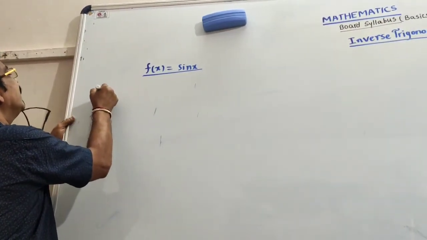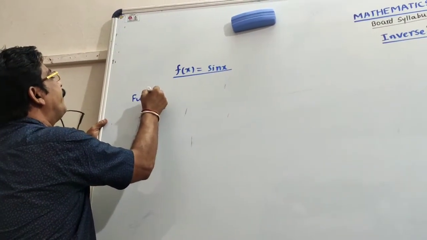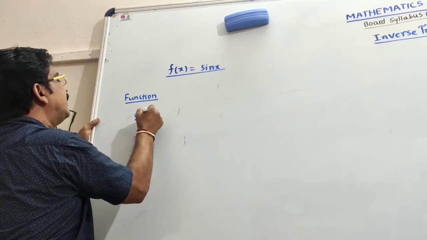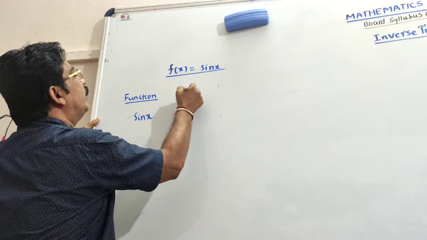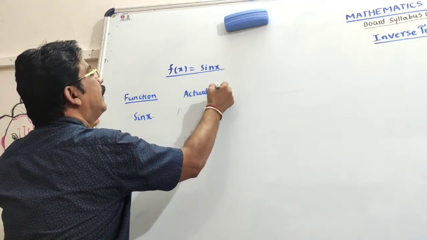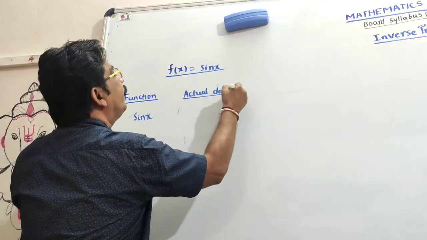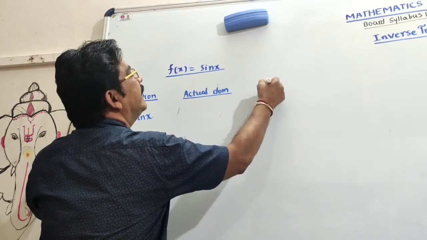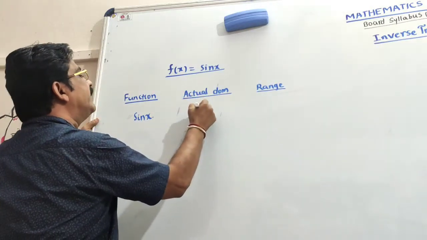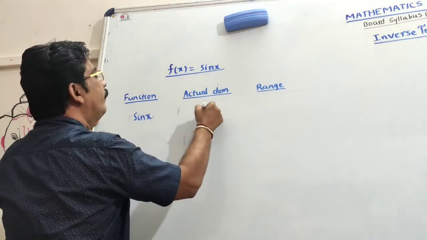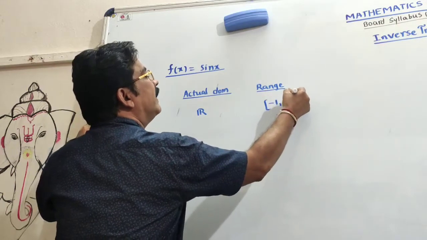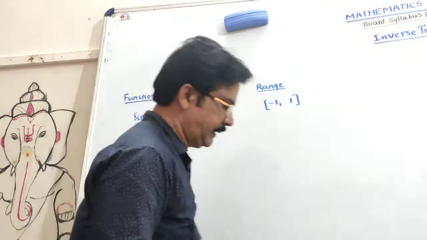This is the function, that is sin x, actual domain and range. Actual domain is the real number set and range is the closed interval of -1 comma +1.